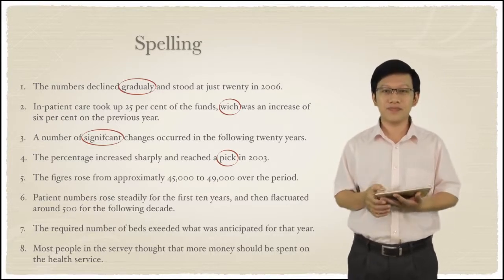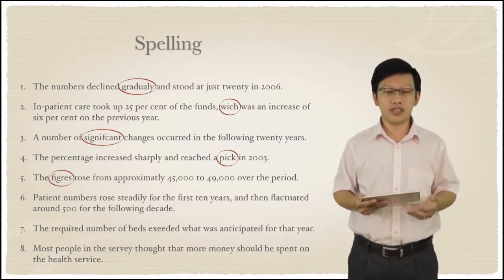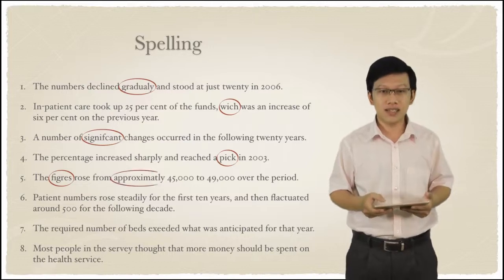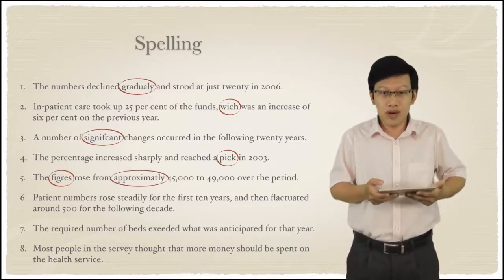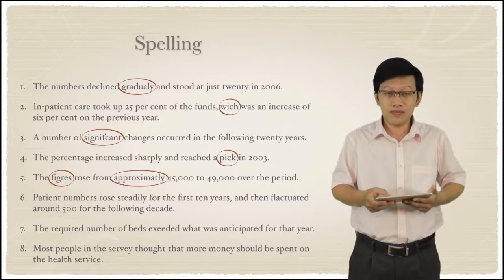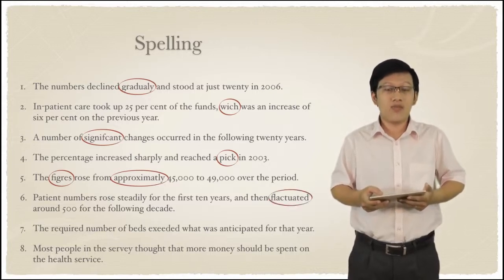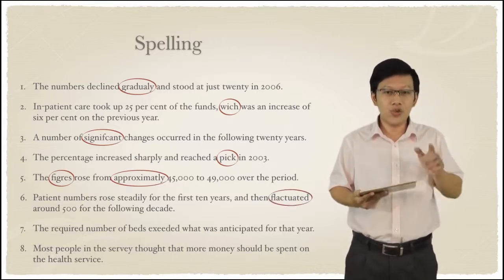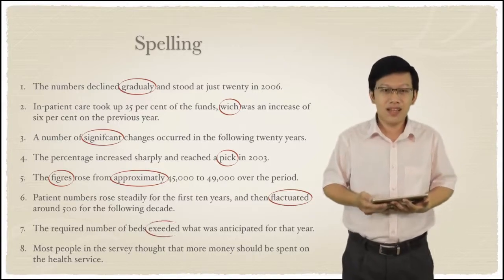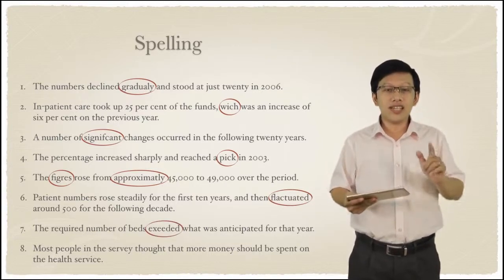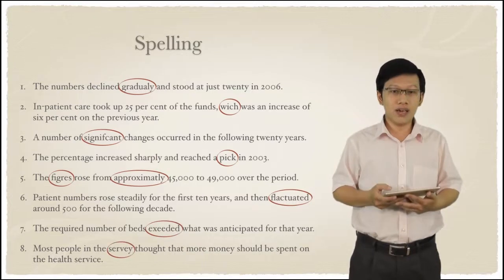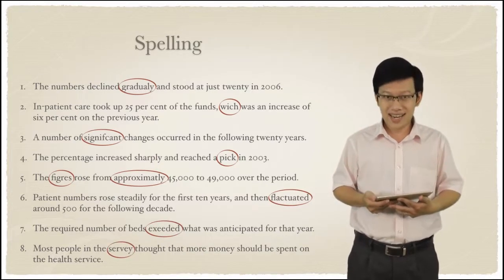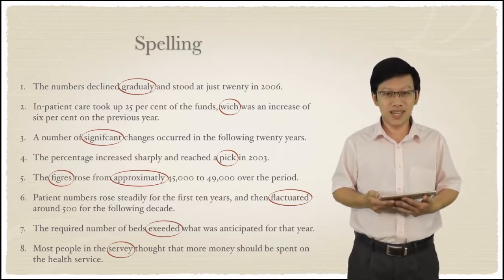Next one, we have the word figures. There's a U missing. Next, approximately. Wow, again, there's an E missing here. Next one, fluctuated. Wow, that's a U, not an A. Exceeded, there's a C missing. And finally, we have survey. This is not the correct spelling of survey. S-U-R, right? Survey.